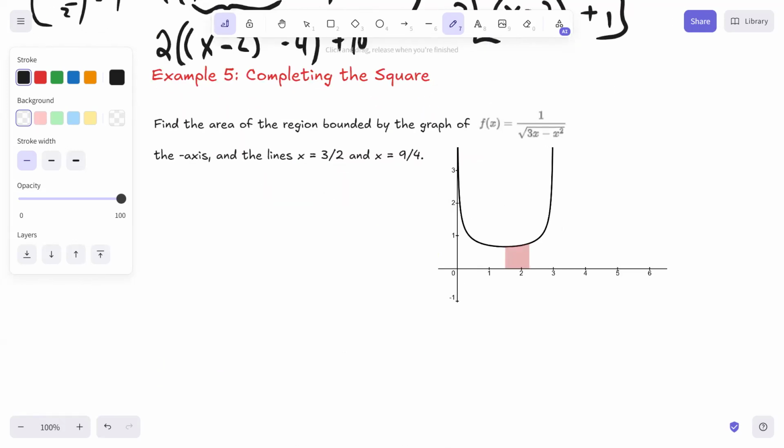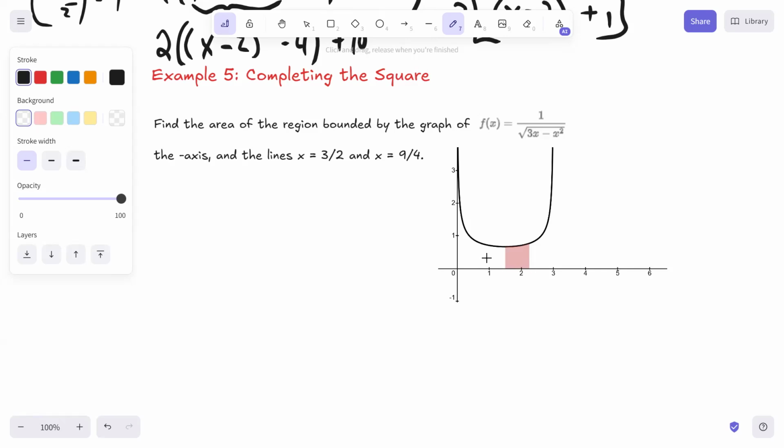So just happen to have an example here where we want to find the area of the region bounded by the graph of 1 over square root 3x minus x squared, the x-axis and the lines x equals 3 halves and 9/4. So we have this region right here. We have a picture of it here, so we can actually kind of approximate what the area would be, or at least give us a boundary for what it would be.